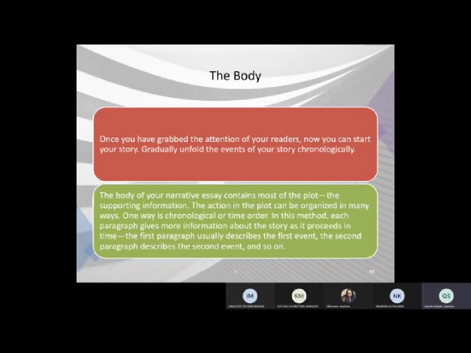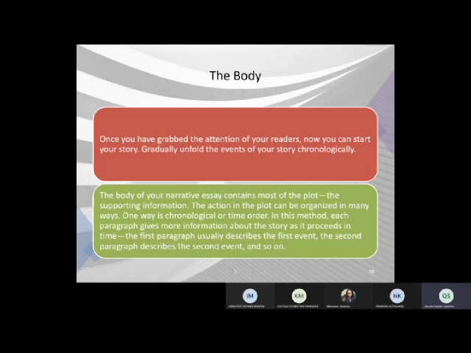So once you have grabbed the attention of your readers, now you can start your story. Gradually unfold the events of your story chronologically, right? Sometimes you can use dates, you can use events, but it needs to flow in a chronological manner, right? The body of your narrative essay contains most of the plot, the supporting information. The action in the plot can be organized in many ways. One way is chronologically or time order, as I've mentioned.